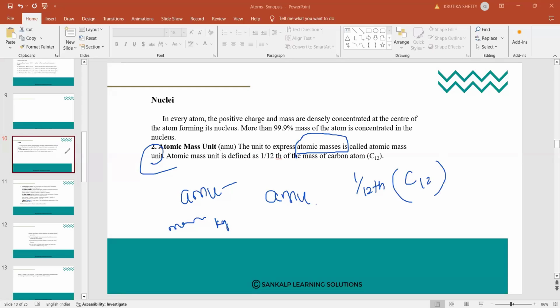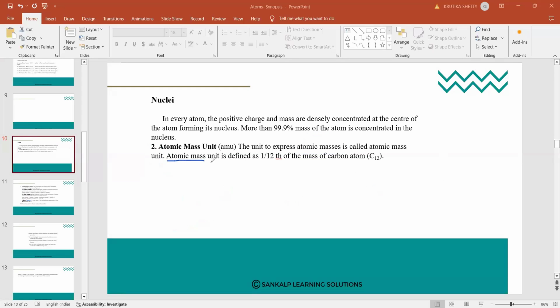So this atomic mass unit is the 1/12th of the mass of the carbon atom. We say AMU. So what is this AMU? It is the unit to express atomic masses, and it is defined as 1/12th the mass of the carbon-12 atom.